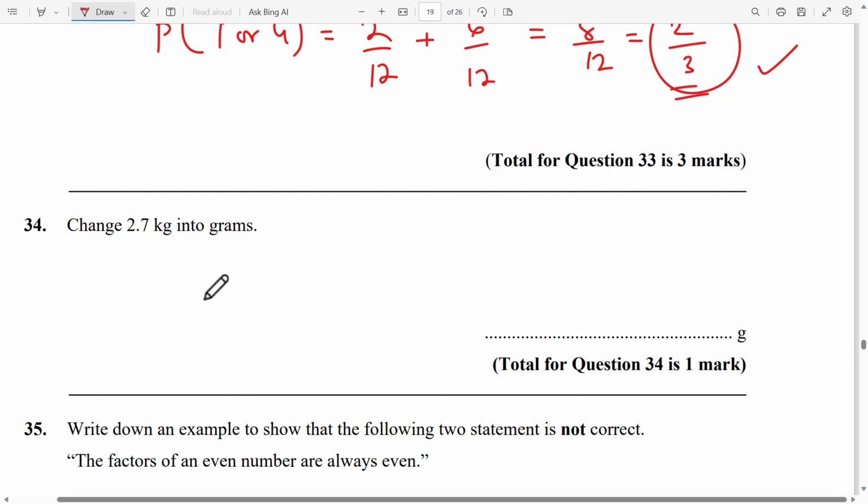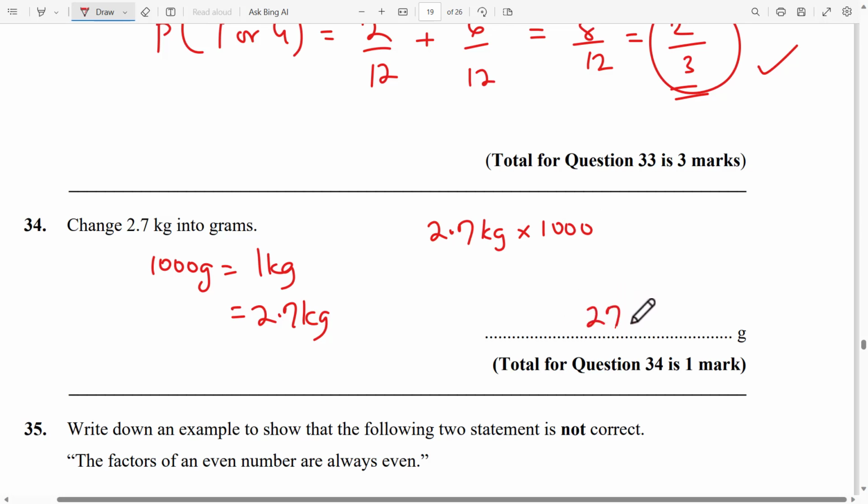Okay. So now we need to change 2.7 kilograms into grams. Again, 1,000 grams is the same as 1 kilogram. So to get 2.7 kilograms into grams, you have to multiply by 1,000. So if you do 2.7 kilograms times 1,000, that's going to give you 2,700 grams.